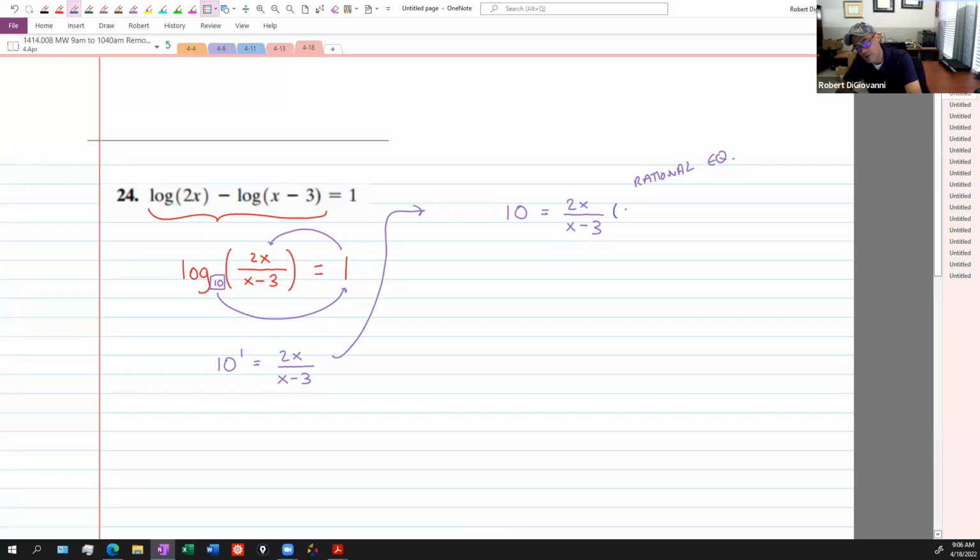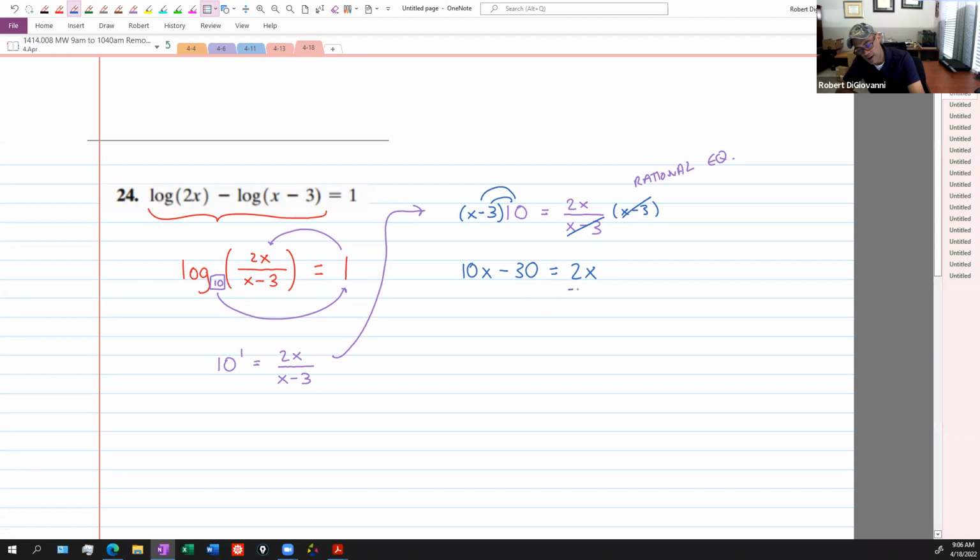So I'm going to multiply the left and right hand sides by x minus 3. That has the effect of getting the x minus 3 to cancel on the right. On the left, I have to distribute the 10 through. Make sure you have that in parentheses or else it'll be wrong. So we have 10x minus 30 equals 2x. And now we have a linear equation. So we're happy about this.